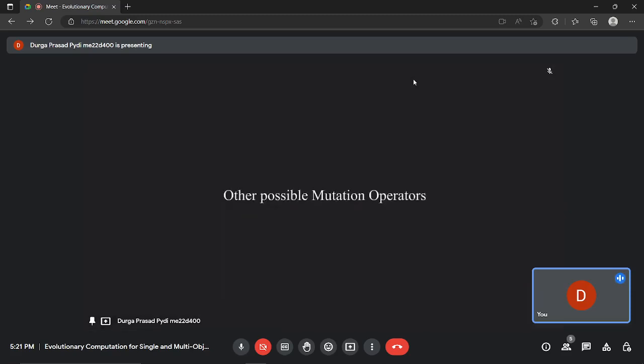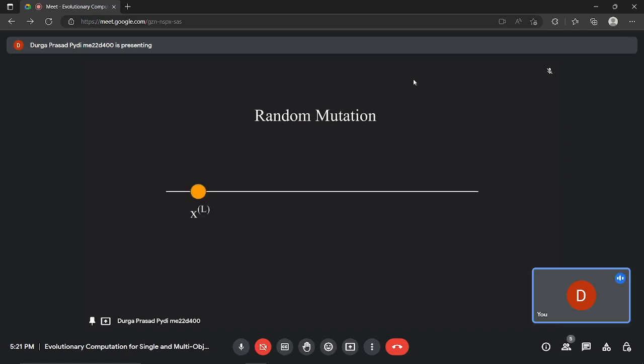Similar to crossover, we have other possible mutation operators. The first one is a random mutation. In this, you consider your domain between XL and XU, which are your lower and upper bounds. X is your input, the value at the particular generation. So what we essentially do is expand it: you define some parameter delta.